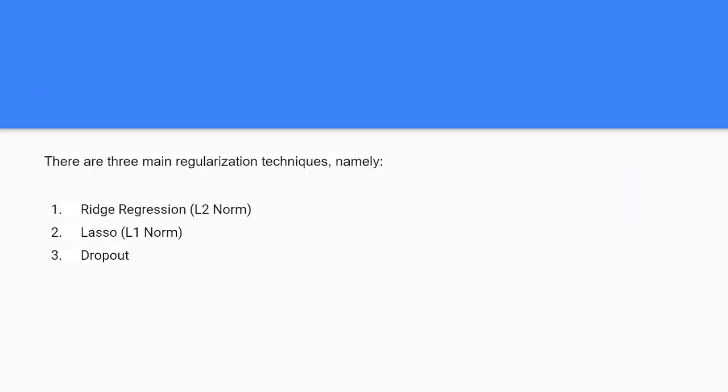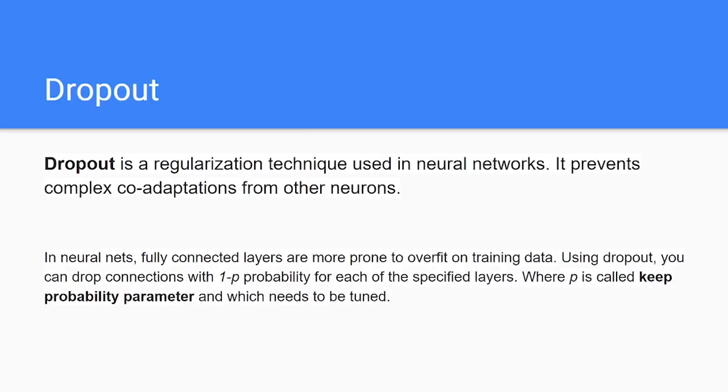Some of them are ridge regression, that is L2 norm, lasso, that is L1 norm, and dropout. In this video, we'll be seeing what dropout is. So dropout is a regularization technique used in neural networks. It prevents complex co-adaptation of neurons with each other. Essentially, what we do during regularization is we skip some of the neurons at random from the training cycle, effectively making the network shallower and faster.